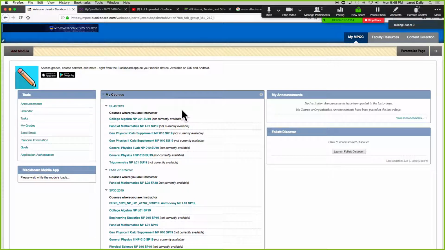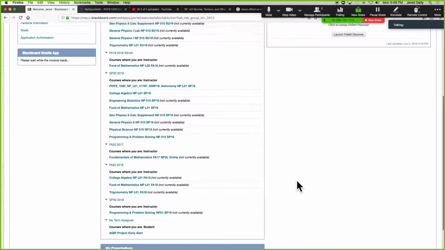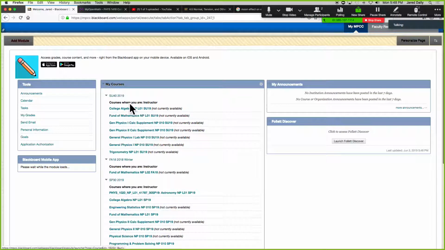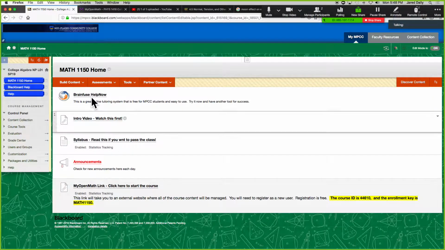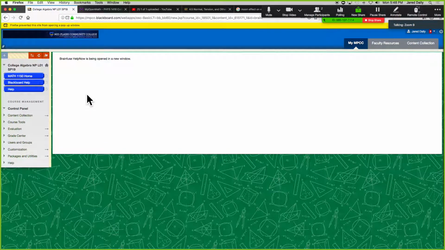And then on your front page as a student, you should have a link to what's called, I can't remember. But I can show you here. It's called BrainFuse. So you should have a link that looks like this on your main page. And have you tried that? Has anybody tried that? Has anybody been in Blackboard lately and tried that?